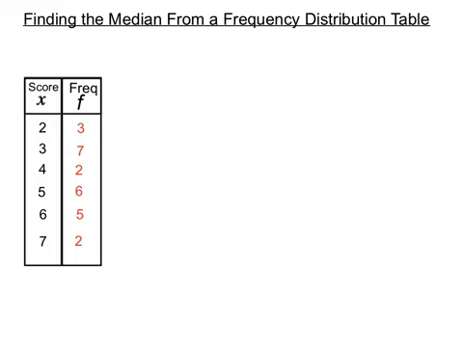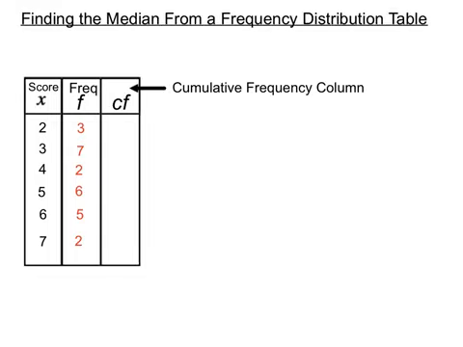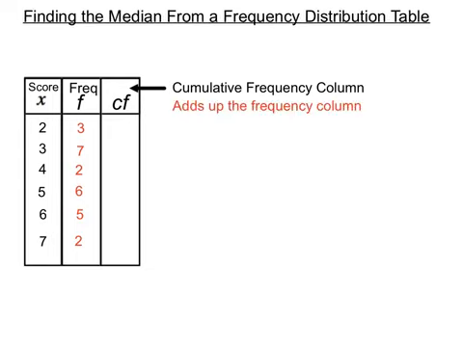Now, if we wanted to find the median of this set of scores here, we have to add an extra column called a cumulative frequency column. What it does is it adds up the frequency column as we go. So we'll be creating a sort of running total of the frequency column in this cumulative frequency column, and we'll use it to figure out what the median of this set of scores must have been.